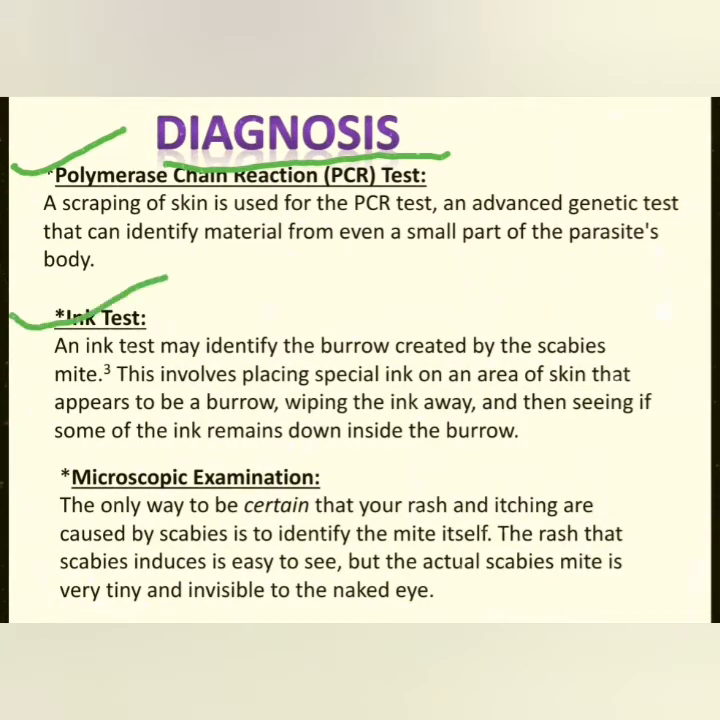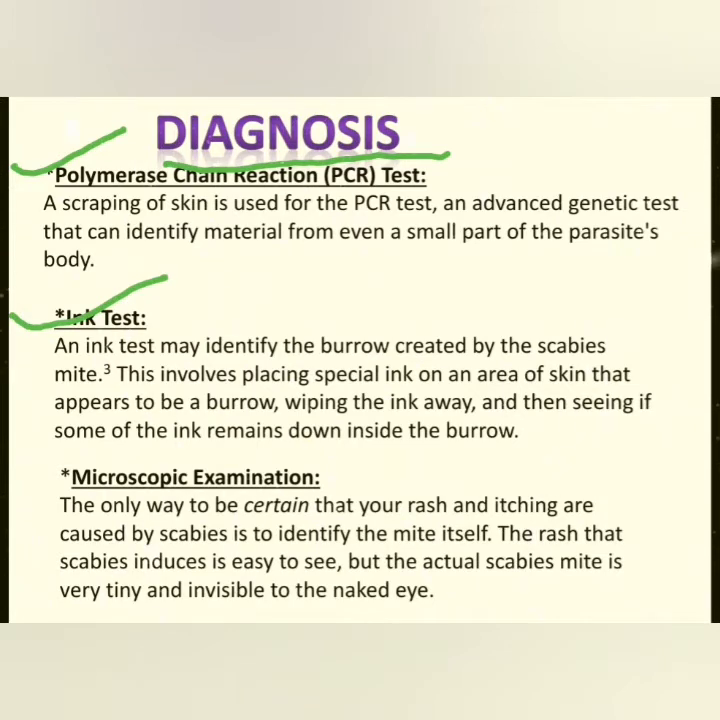Then we do the ink test. The ink test is to identify the burrows created by the scabies mite. This involves placing a special ink on the area of the skin where the burrow is appearing, wiping it away, and then seeing if some of the ink remains in the burrows. If so, then we can say it is a scabies condition.